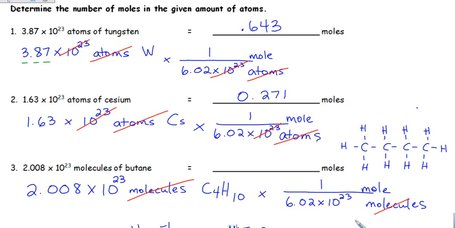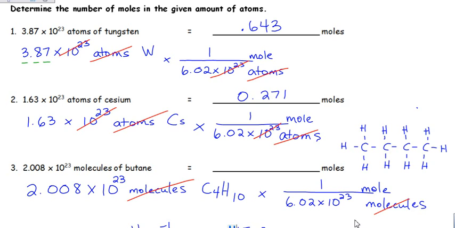Did it matter that it was butane? Did I really need to draw that structure? No, I really didn't, but it was kind of fun. That relationship between moles and molecules is irrelevant to the identity of the particle. 1 mole of anything is 6.02 times 10 to the 23rd particles. So again, every single one of these was the exact same setup. It didn't matter what the identity of the particle was.